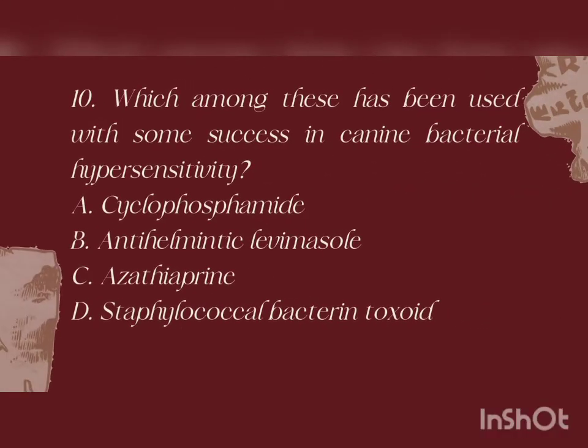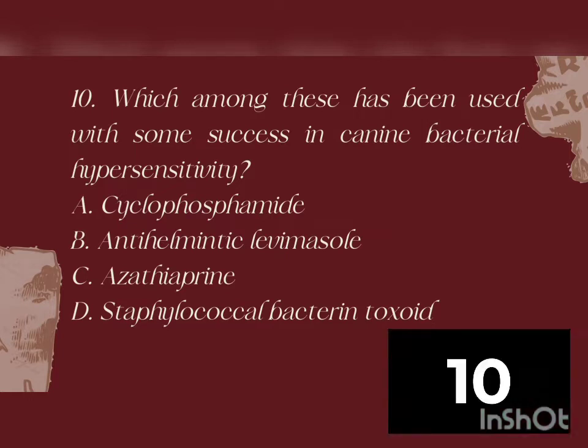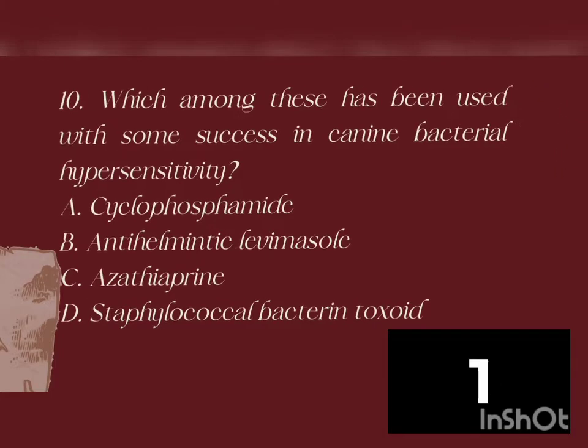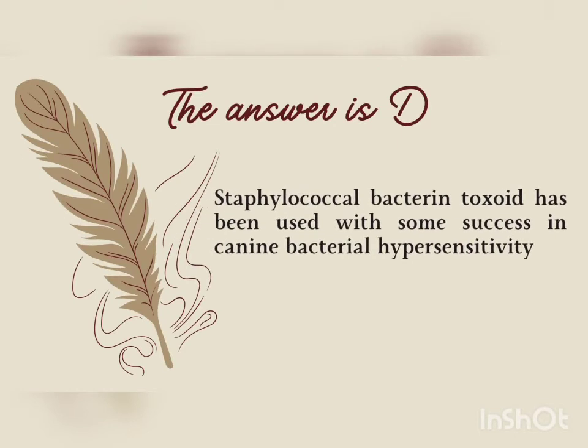Number 10. Which among these has been used with some success in canine bacterial hypersensitivity? A. Cyclophosphamide. B. Antihelmintic levamisole. C. Azathioprine. D. Staphylococcal bacterin toxoid. The answer is D. Staphylococcal bacterin toxoid has been used with some success in canine bacterial hypersensitivity.